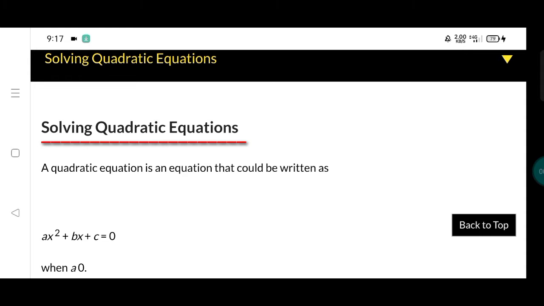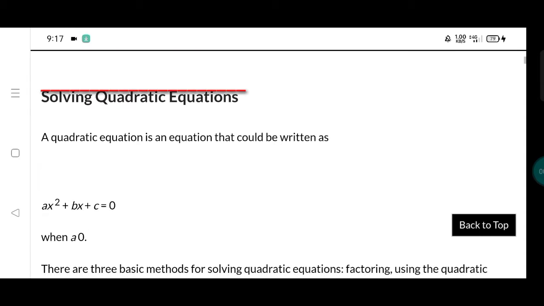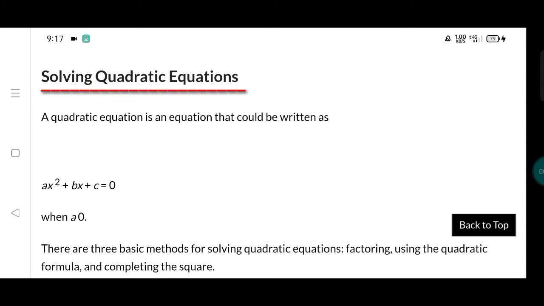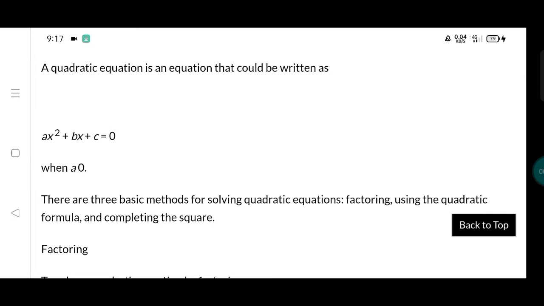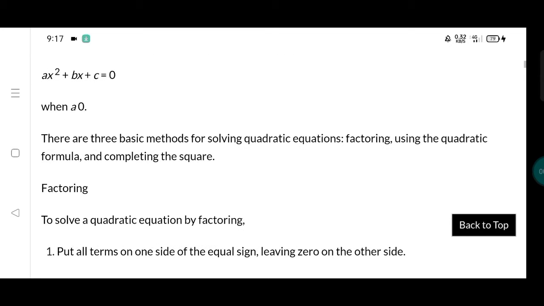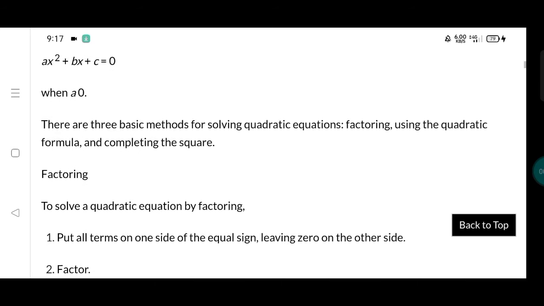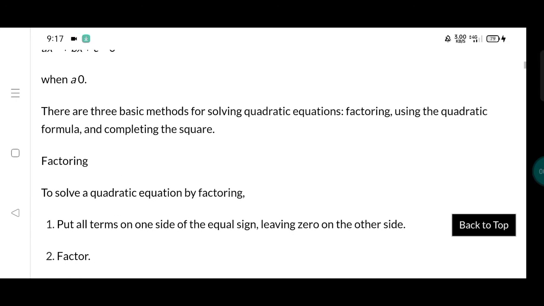A quadratic equation is an equation that is written as ax squared plus bx plus c equals 0, where a is not equal to 0. There are three basic methods for solving quadratic equations: first is factoring, then using the quadratic formula, and also completing the square.